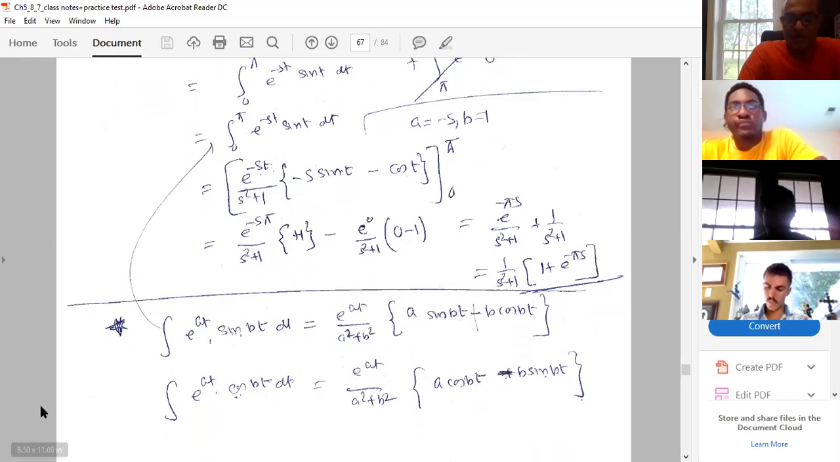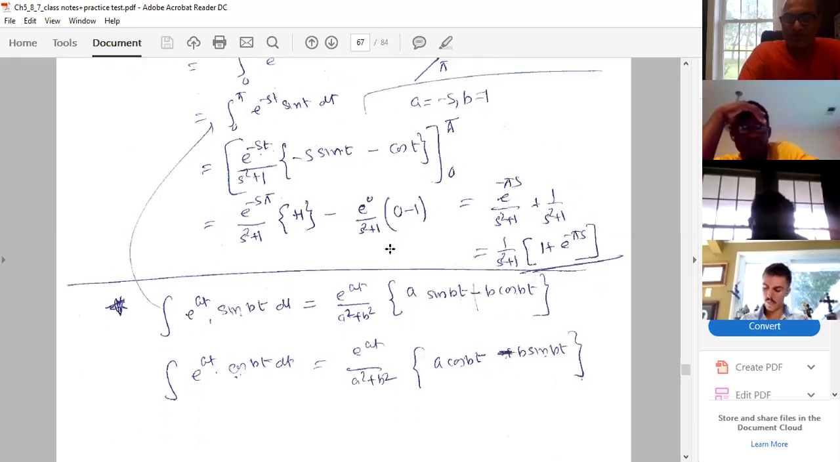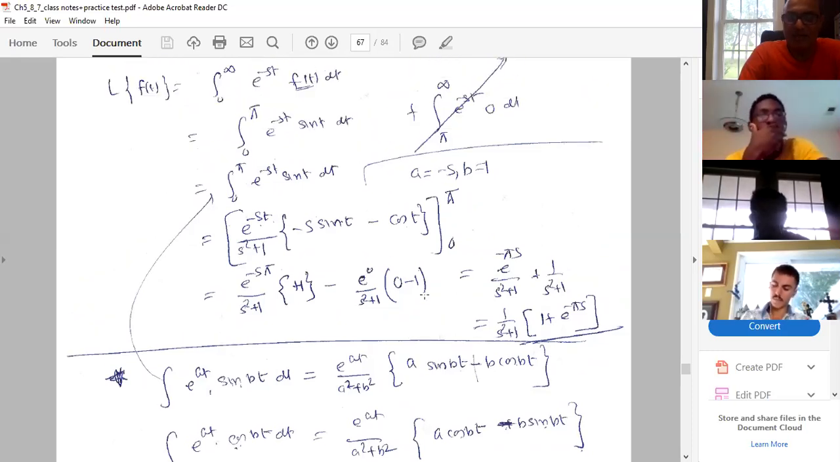The integral of e to the power at sine bt is e to the power at over a square plus b square, times a sine bt minus b cosine bt. And the integral of e to the power at cosine bt is e to the power at over a square plus b square, times a cosine bt plus b sine bt. Just make sure of the signs. I think here it is plus and here it is minus, but I may be wrong. I gave you that formula in chapter 3, so please double check. If the sign there is plus, then take the plus sign here. That's the only difference.